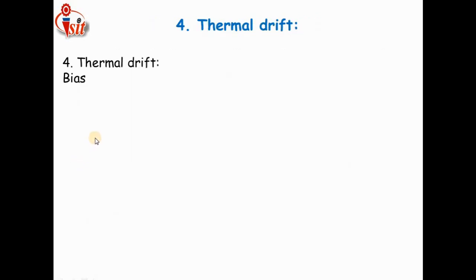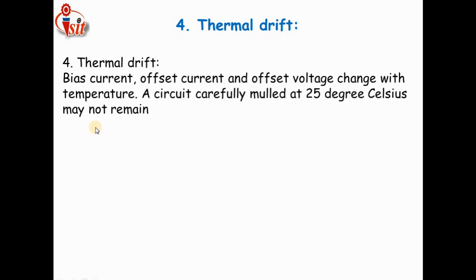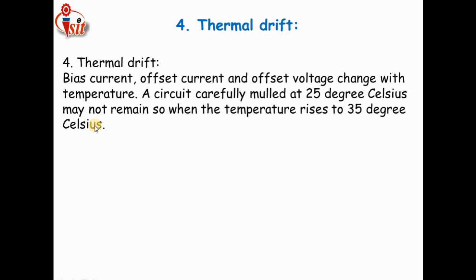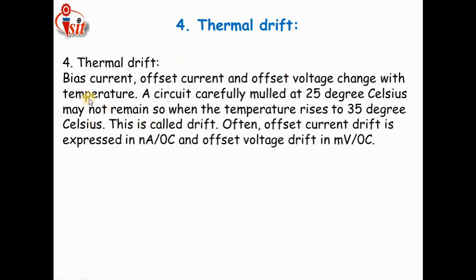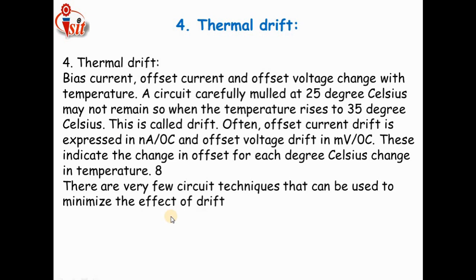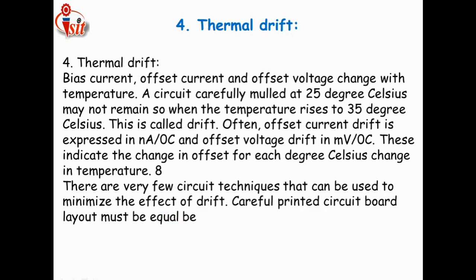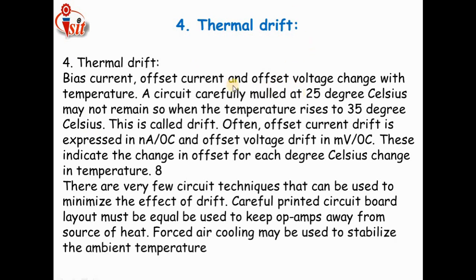Then next and last parameter related to this is thermal drift. Thermal drift means that bias current, offset current and offset voltage change with temperature. That means the op-amp itself is not related to temperature, but the characteristics of op-amps are related to temperature. These characteristics are our bias current, offset current and offset voltage. These parameters change with temperature. For that purpose, the terminology thermal drift comes into the picture.